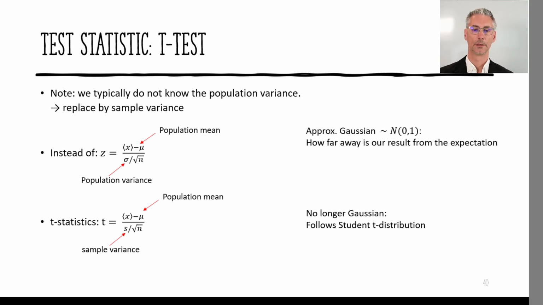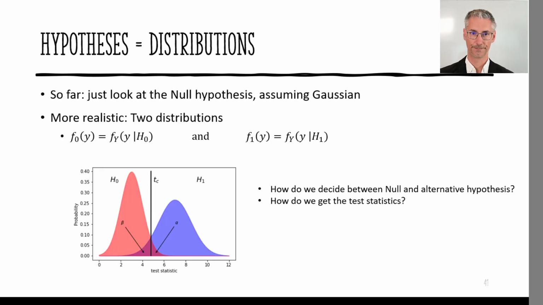In general, we don't do this. For example, we need to replace this with a sample variance, and that leads us to the t-statistic, as you can see down there. And then the distribution is no longer a Gaussian distribution, but follows the Student t distribution. The same concept and the same approach follows to calculate the p-value essentially, but we need to make different assumptions of what we know about our sample and our population.